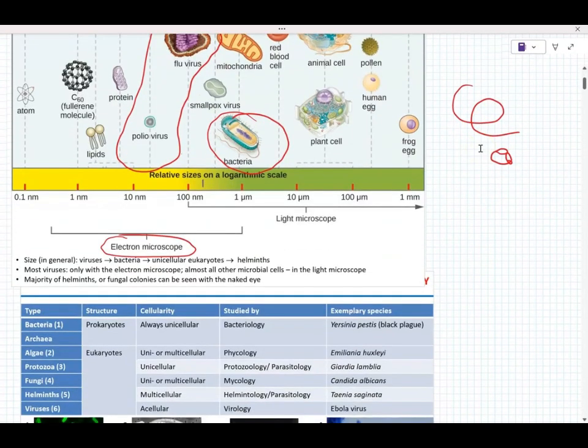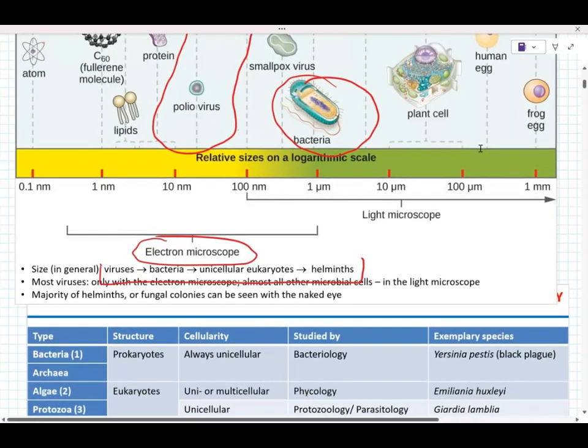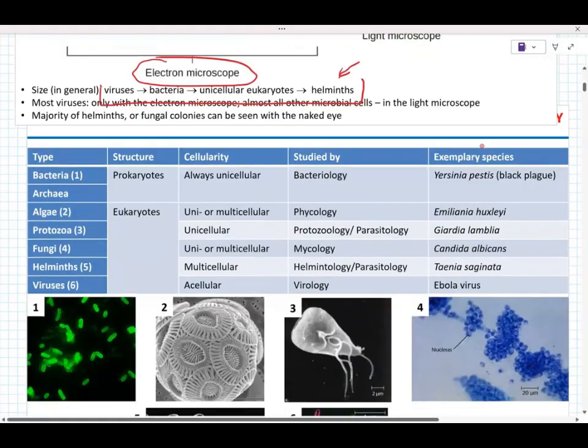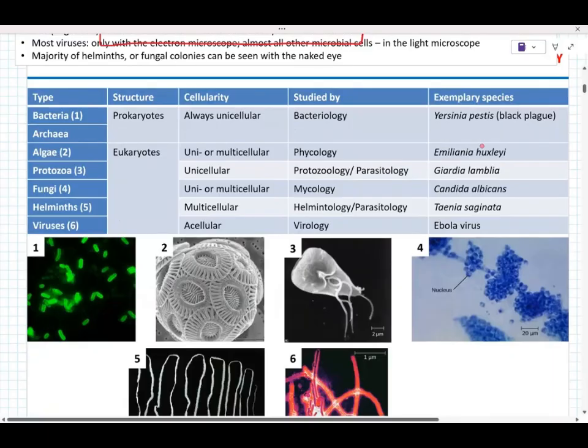Moving on. So, in general, this is the sequence of sizes of microorganisms that we're talking about. Viruses are smallest, helminths are the largest. As a matter of fact, most helminths can be observed with the naked eye. Which brings us to the conversation about the main structural features that characterize each individual group of microorganisms.